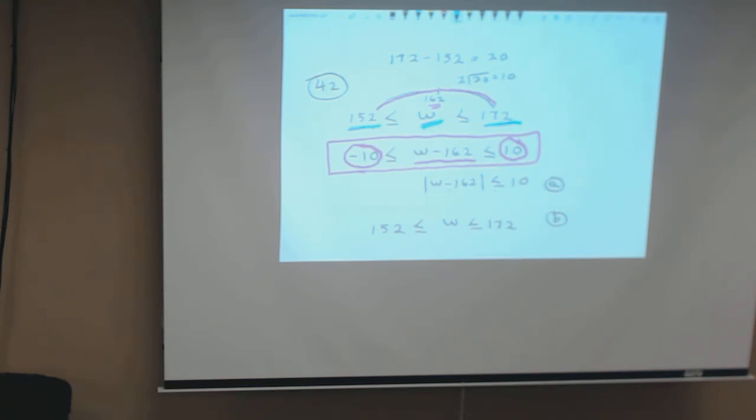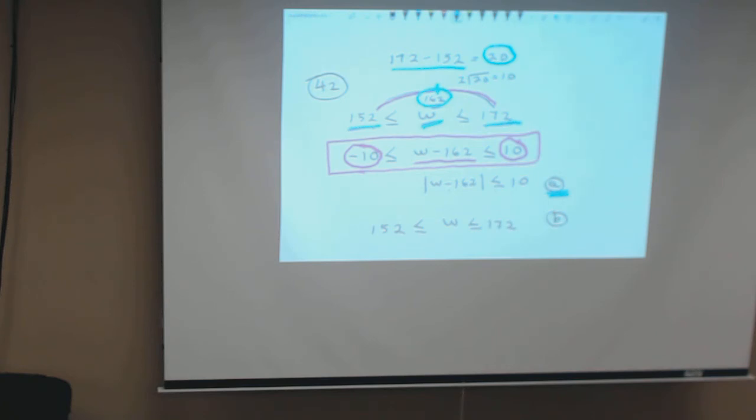Now, here's the tricky part. They want me to write an absolute value equation. Okay, from 152 to 172, how far is that? 20? So right in the middle of those two, what would be halfway between those two? 20 divided by 2 is 10. It's like you're finding the average or the median in the middle of it. So 162 would be the number that's right in the middle of those two.